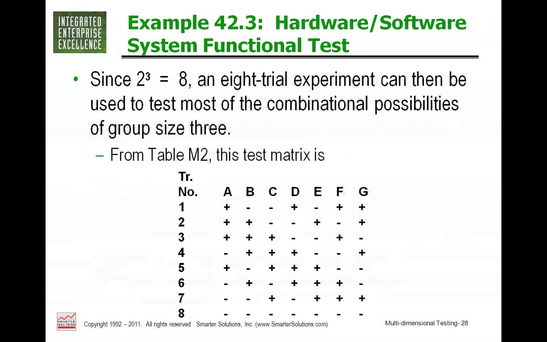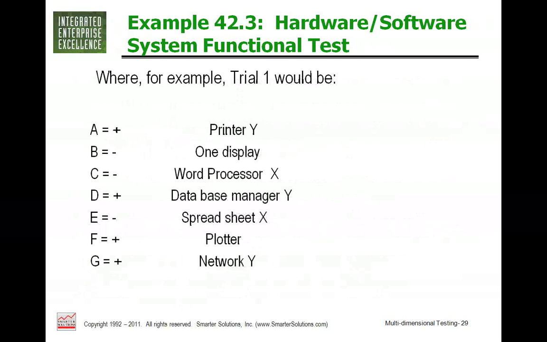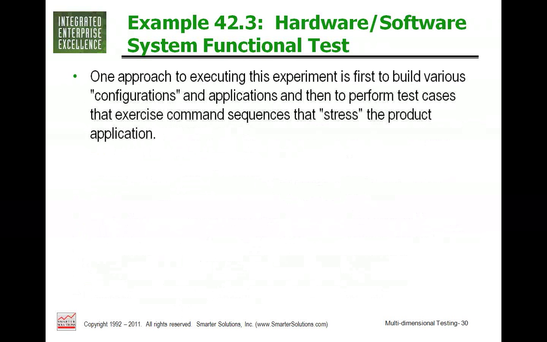So if we look at how we might test this, we could run it in 8 trials, because we've got 7 factors and 8 trials. So for example, trial number 1 would be the set of conditions that we're showing right here. And the idea is that we would go in and test it to see if it performs satisfactorily with those particular conditions. What we're going to try to do is really stress that particular setup to see if it works in a real environment.